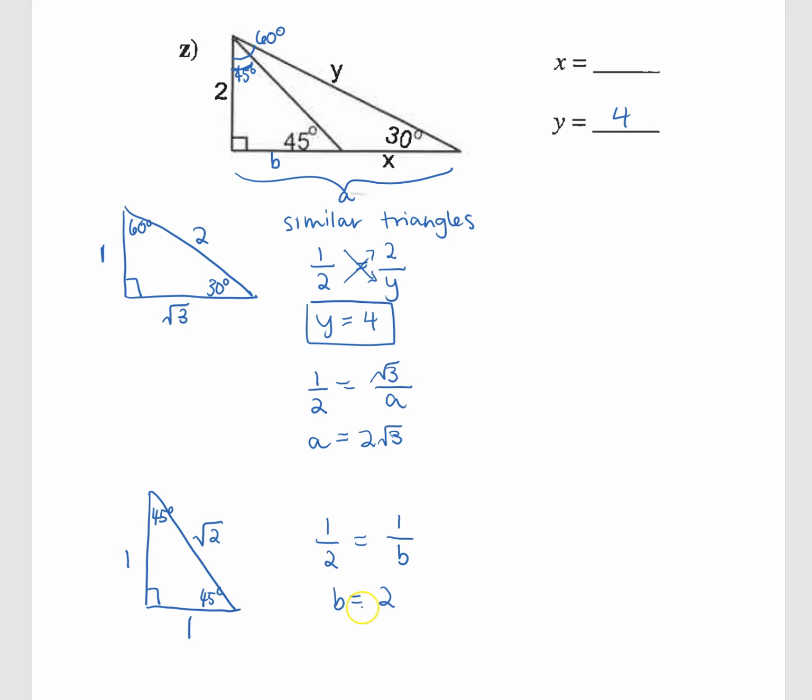And so we can express x as this side a minus b. So we say x is equal to a minus b. And we found a is equal to 2 root 3 and b is equal to 2. So x is equal to 2 root 3 minus 2. And that's as much as we can simplify that. So we'll write that as our answer. x is equal to 2 times root 3 minus 2. So those are the answers to part Z of question 1.